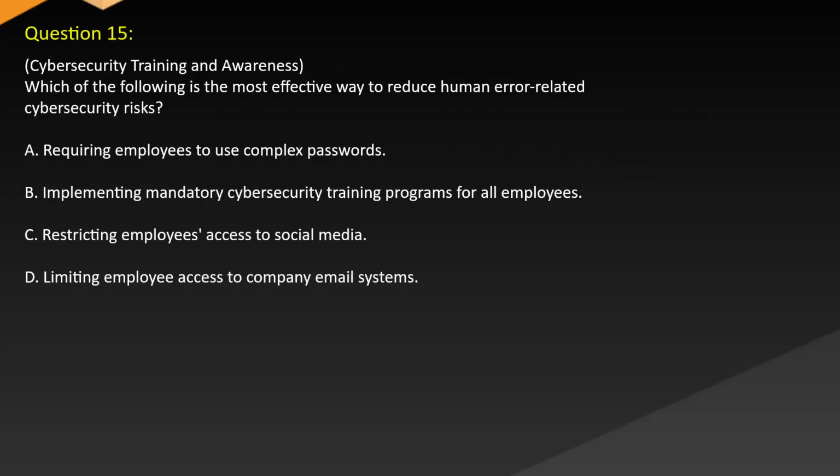Question 15. Cybersecurity training and awareness. Which of the following is the most effective way to reduce human error-related cybersecurity risks? A. Requiring employees to use complex passwords. B. Implementing mandatory cybersecurity training programs for all employees. C. Restricting employees' access to social media. D. Limiting employee access to company email systems.